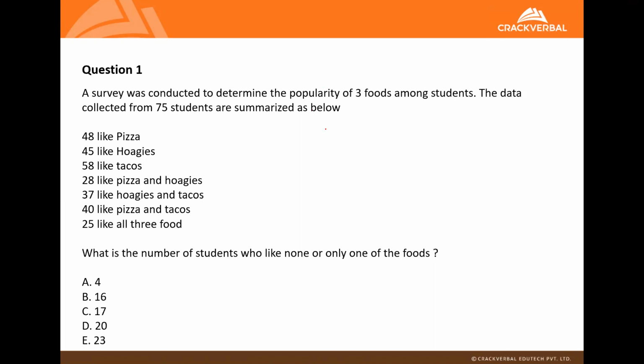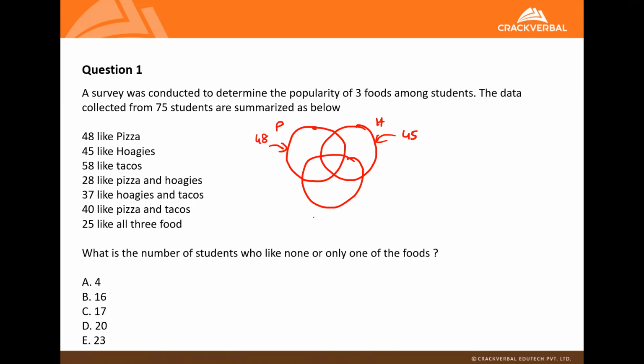All right. So clearly here the question deals with a three-set Venn diagram, right? A survey was conducted to determine the popularity of three foods among students. The data collected from 75 students are summarized as below. So I'm going to draw three circles here and put all the data in those three circles. So we have 48 like pizza. So this is pizza, and this entire circle has to be 48. 45 like hoagies. So this is hoagies. And 58 like tacos. So this is 58.